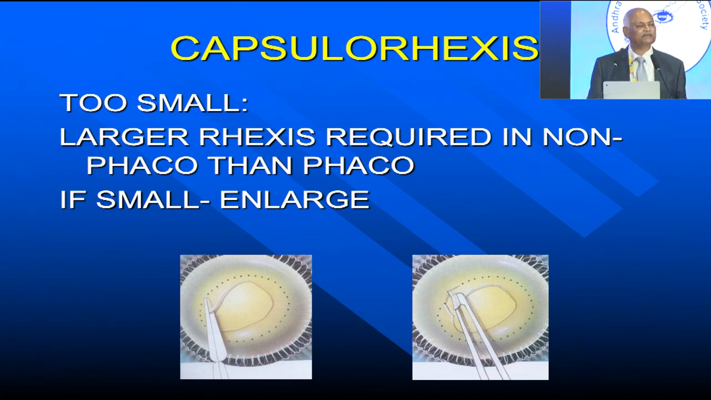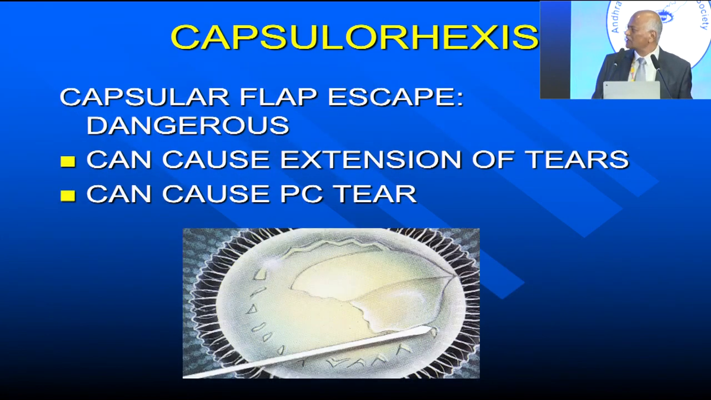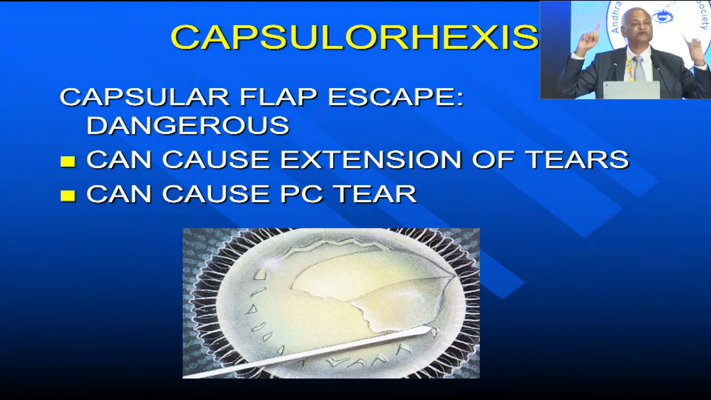So many things can happen because you are trying to remove the nucleus into the anterior chamber, but it is not coming because of the small size of the rhexis. To avoid that, your rhexis should be larger. And once the rhexis escape is happening from the periphery, you go to the other side and do the rhexis, don't go to that side. Otherwise that is going to be in the periphery and that is going to extend.